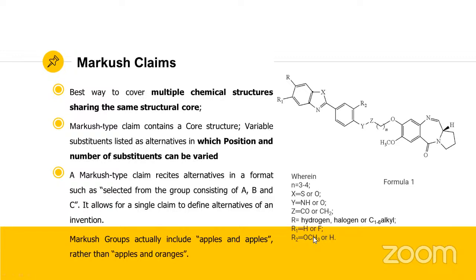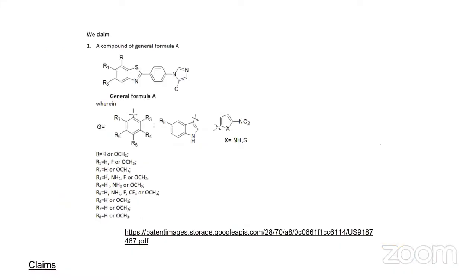A Markush type claim recites alternatives in a format such as selected from the group consisting of A, B, C, etc. So in this case, a compound of the general formula, we have just drafted, and here G is this one, and R1, R3. So we claim very broadly that compound of the general formula. Same, we can file the huge claim.